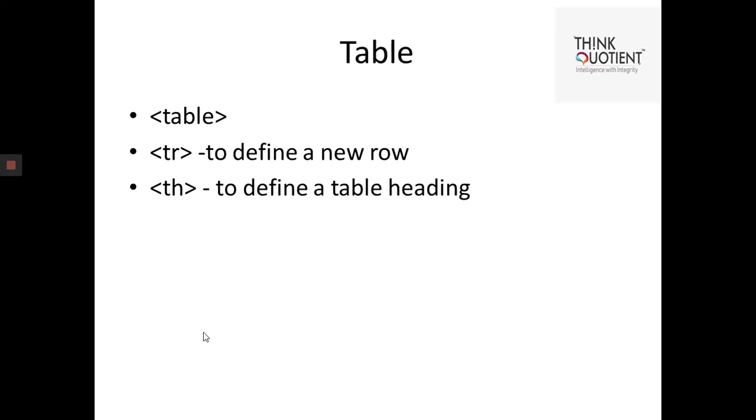So let me show you what are the tags that we will be needing while designing the table. Very first, to design a table we will be needing this table tag, this tr tag is to define a new row, th tag to define a table heading, and td tag to define a table data. So basically, let's start building this table in the web page.